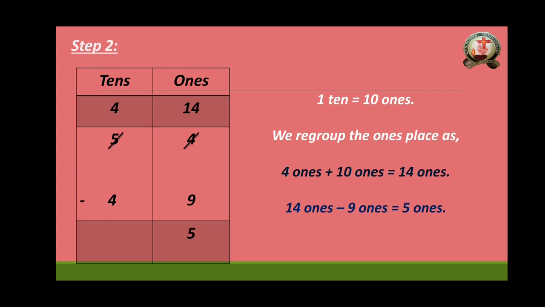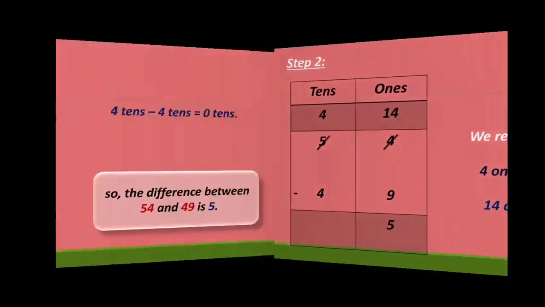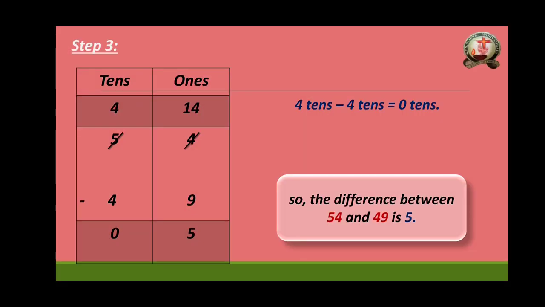Okay, children. The next step is, now we have to move on to the tens column. See here in the tens column we have 4 and 4. So 4 tens minus 4 tens is equal to 0 tens, because we all know that in subtraction, a number minus the same number will give 0, right? So the difference between 54 and 49 is 5.